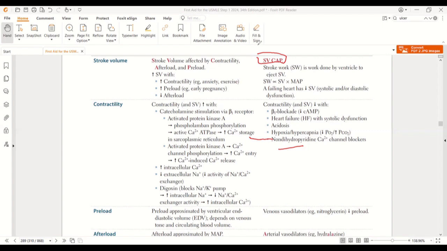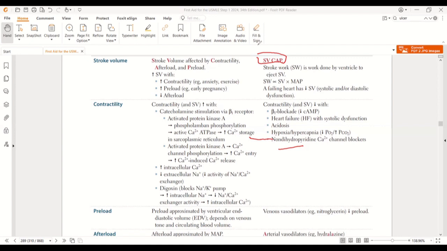So the stroke volume is basically the blood that is ejected by the ventricle by one single contraction, and the cardiac output is the blood that is pumped per minute, right? Okay. So next, the determinant of the cardiac output. The cardiac output is basically the stroke volume times the heart rate. Now we're going to discuss the stroke volume. The stroke volume basically depends on the contractility. So the contractility is basically the inotropy.